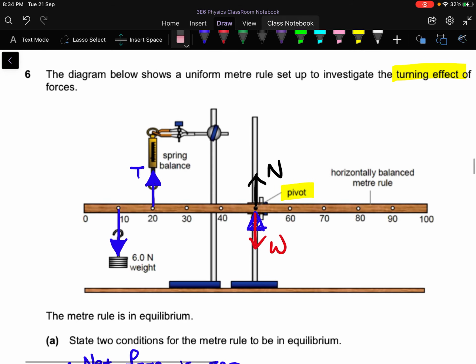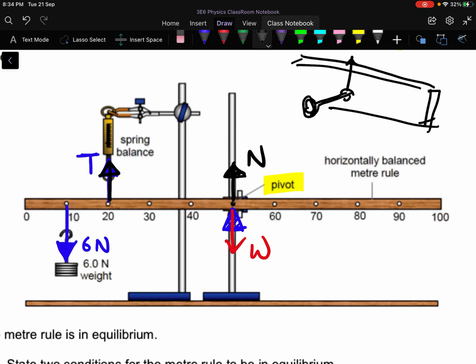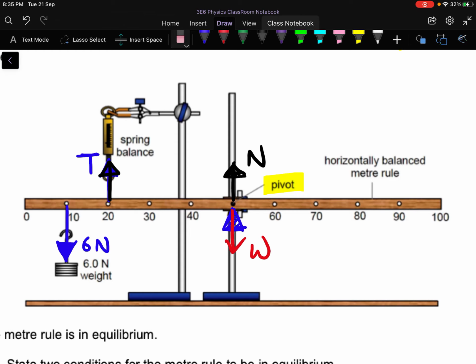Okay, once you identify the pivot, you need to identify how many forces are there. So obviously there is a 6 Newton weight over here, followed by a spring balance which will pull the object up. So that's how I know that it is upward over here. Then of course at the pivot, there will be a normal contact force that is going upward. For example, if this is the pivot, it will be a pin that basically supports the rest of the ruler, right? This pin will exert a force upward. So whenever you have a pivot, chances are there will be normal contact force.